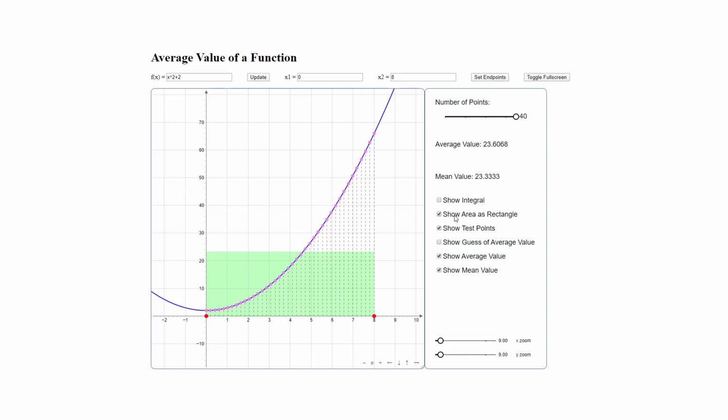the rectangle here is at height 23.3. This should be the same amount of area in this rectangle as there is under the curve. So the area of this rectangle should be the same as this area under the curve. We're going to walk through some details of the proof of that, but the important thing to know is that you can get the average value of a function through some means. So let's walk through determining what that means.